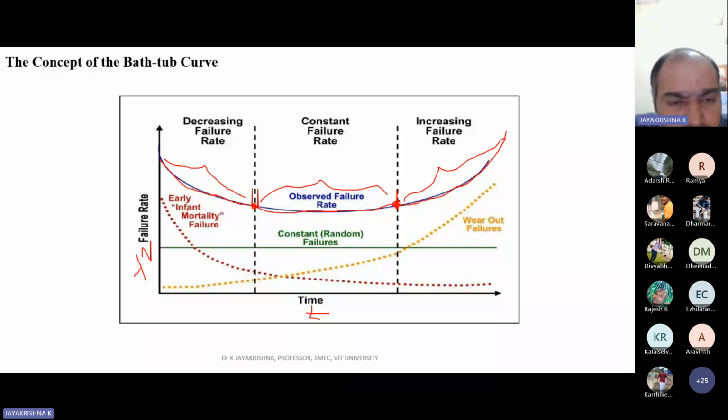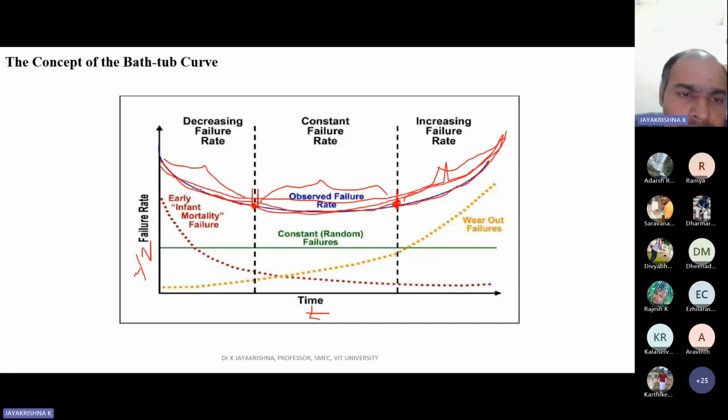So this is called infant mortality failure. That is, once the child is safe in the first stage, the failure rate will go on decreasing. Okay, when it comes to wear out failures, initially the wear will be less, but over a period of time the wear will be more. So when you want to plot a common graph between infant mortality failure and the wear out failures, you end up making a curve like this.